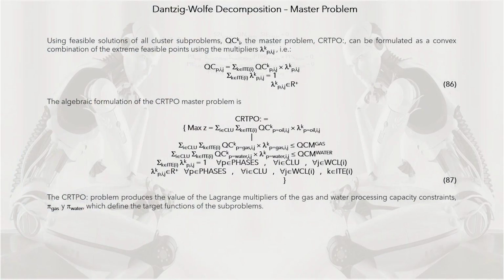Dantzig-Wolfe decomposition. Master problem. Using feasible solutions of all cluster subproblems, the master problem, CRTPO, can be formulated as a convex combination of the extreme feasible points using the multipliers. The algebraic formulation of the CRTPO master problem is formula 87. The CRTPO problem produces the value of the Lagrange multipliers of the gas and water processing capacity constraints, which define the target functions of the subproblems.